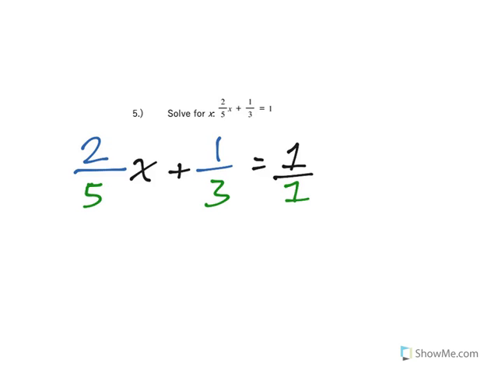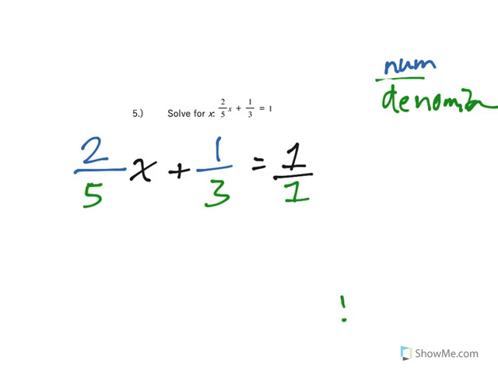Did I get that right? The denominators. I mixed that up. It's the numerator on top, the denominator on the bottom. So the denominators need to always be the same. This is 5, 3, 1. They are not the same.